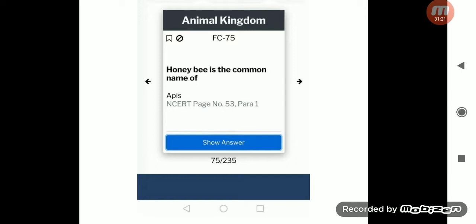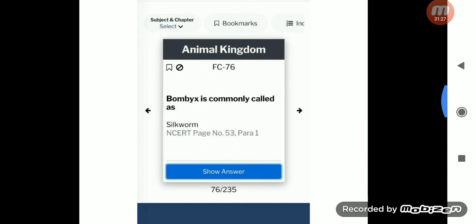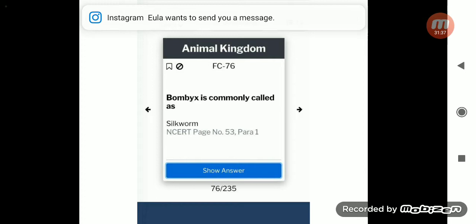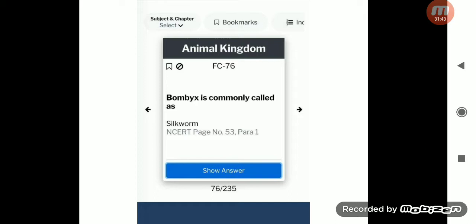Honeybee is the common name of Apis. Bombyx is commonly called a silkworm.